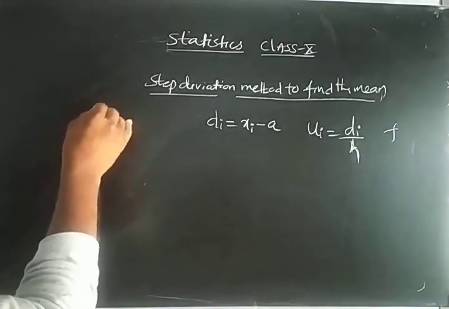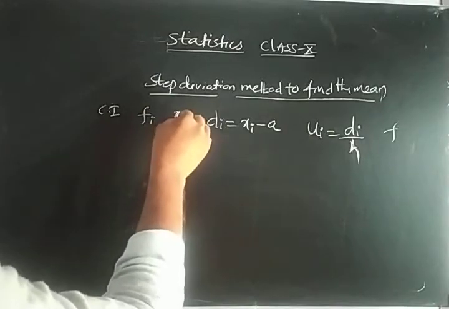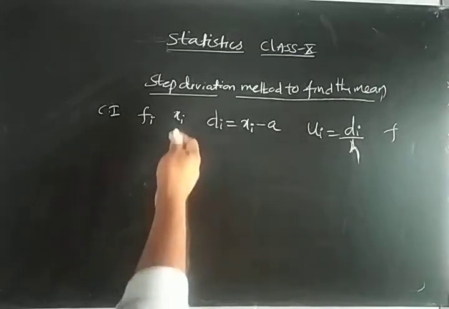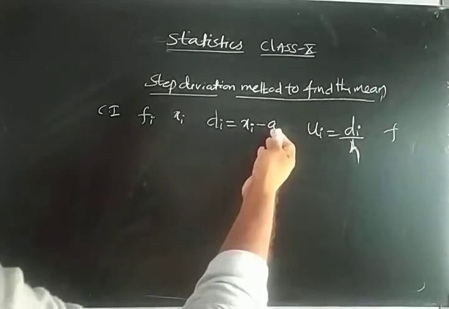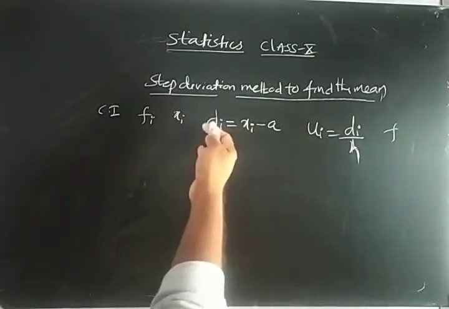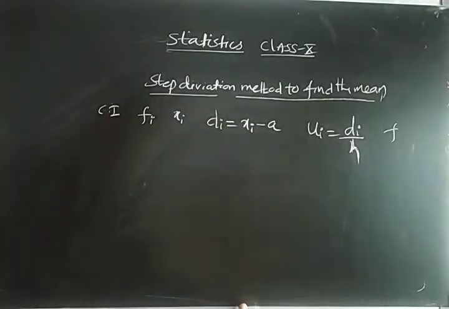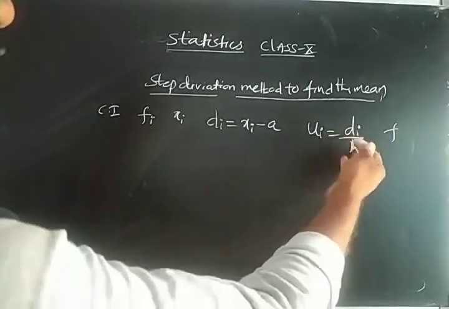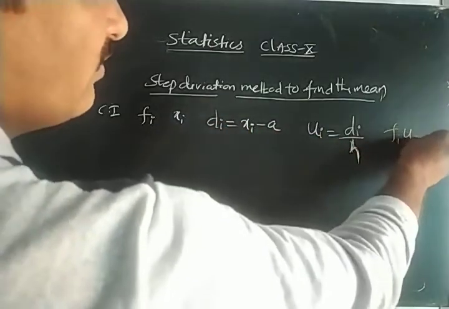So you will have the class intervals and frequency first of all. Then you will find the class marks. From the class marks, you assume some number, that is the assumed mean. By subtracting the assumed mean from each and every observation, you get the deviations. Sometimes deviations may be large, but they will be multiples of some number. Using that number as h, divide all the deviations and you will get the ui column.